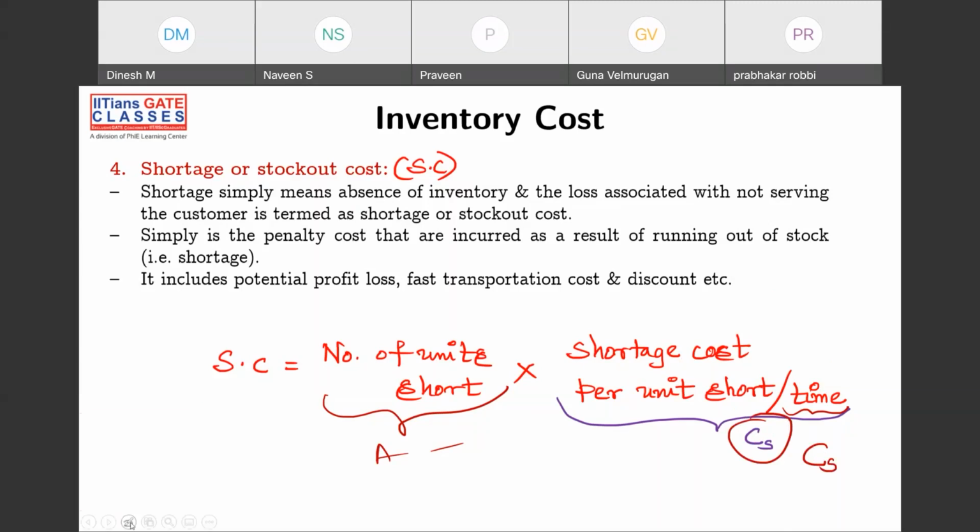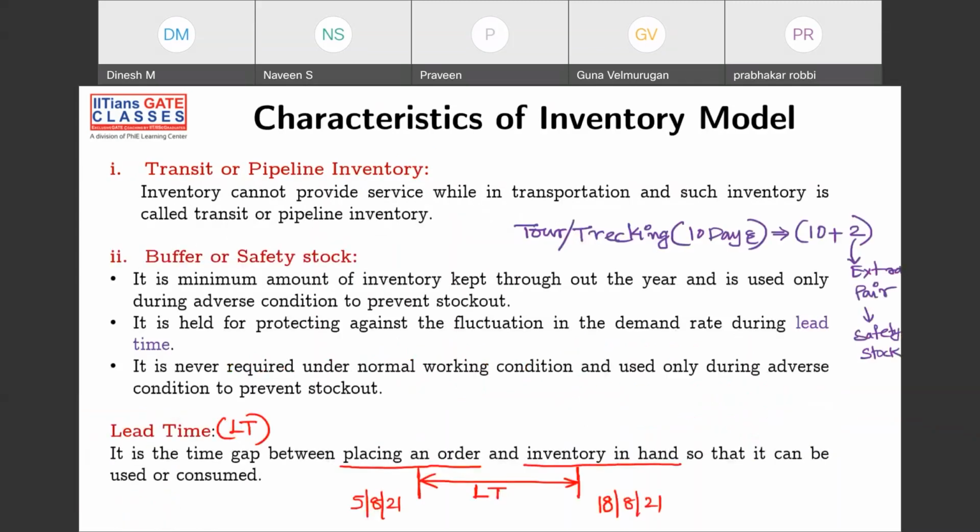So in short, CU is unit cost, CO is cost per order, CC is carrying cost per unit per time, and CS is shortage cost per unit per time. These are four important unit costs.